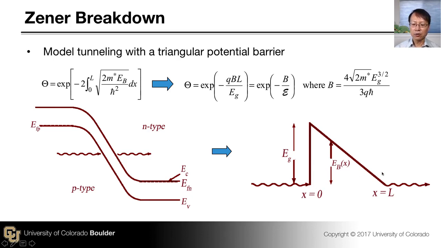And so for this, you can adopt, again, various techniques in quantum mechanics, for example, the WKB approximation, to calculate the tunneling probability. And we're showing the result here without derivation. The important thing is that the tunneling probability is proportional to exponential of negative B over electric field. B here is the constant that depends on the material parameters such as band gap and the effective mass.